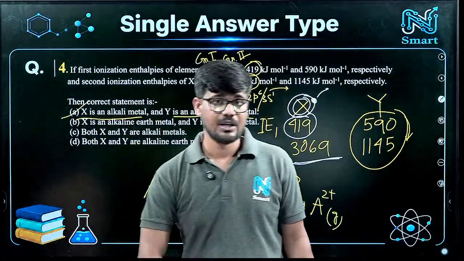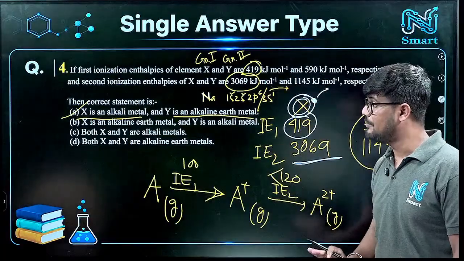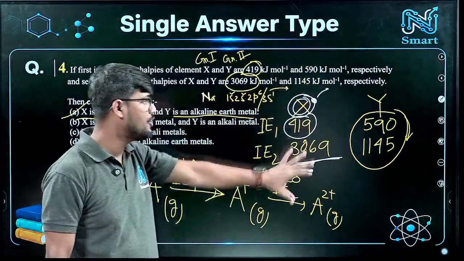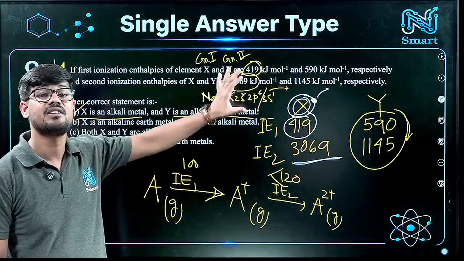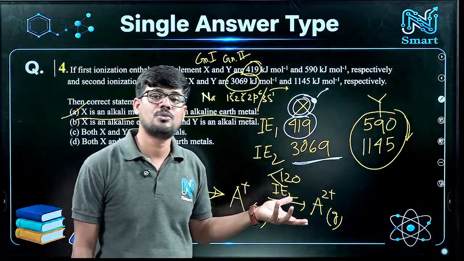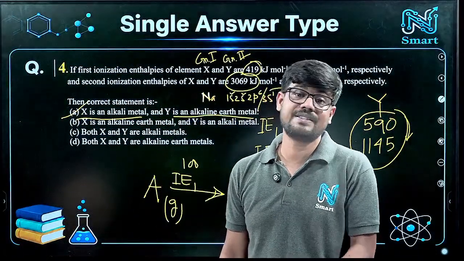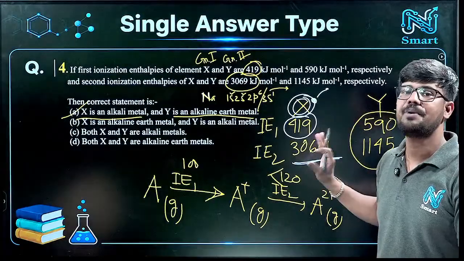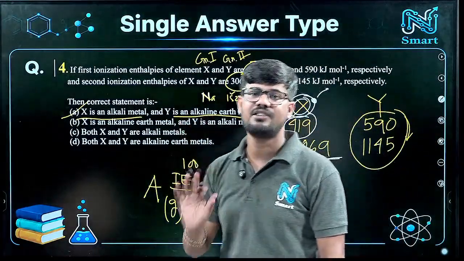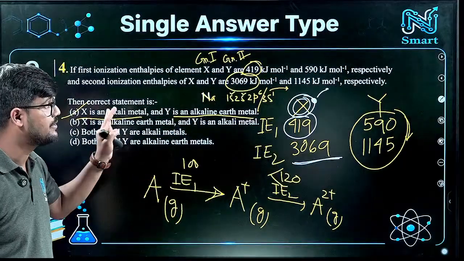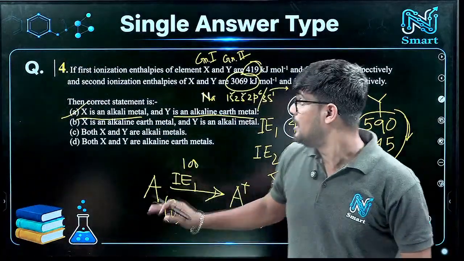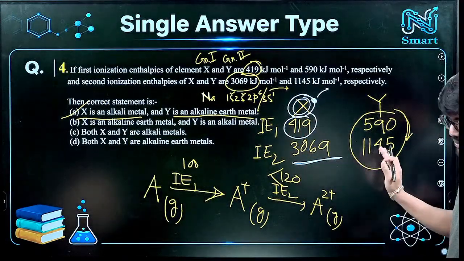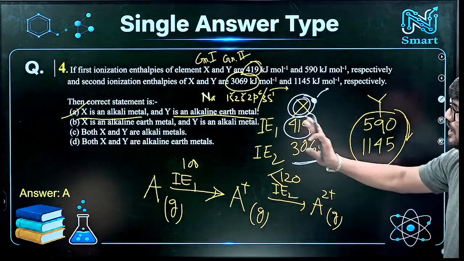So option A. This is a very, very interesting question, and based on that they can frame a lot of questions. You have to compare ionization energy or ionization enthalpy values, and based on that you have to say how many valence electrons are present in that particular element. So based on ionization energy data, you can predict how many electrons are available in the valence shell. This type of question is very famous. Okay, so this is done for this question. You only have to compare ionization energy 1 and 2, that's all. So here the answer is A.